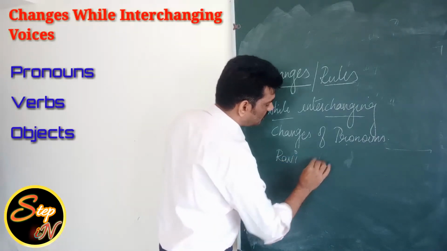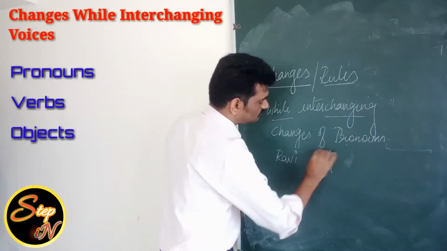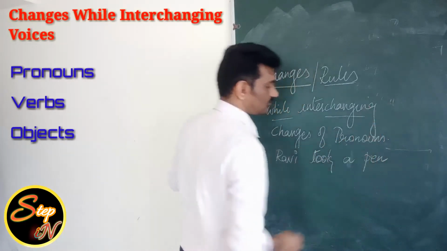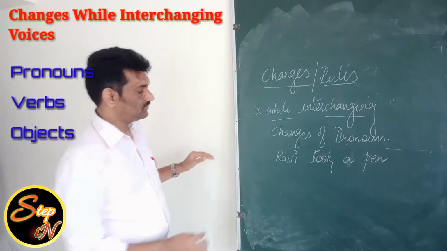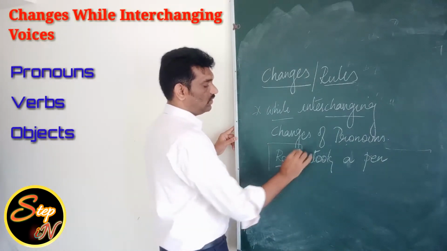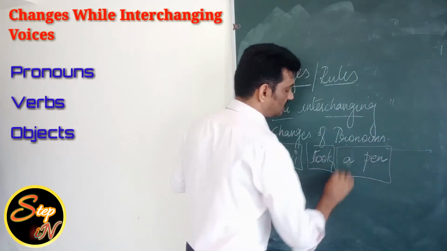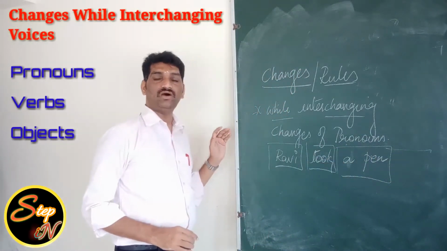Ravi took a pen. Here it is very clear, one subject, only one finite verb we have in the past form, and a pen. It is very clear enough, that is the object of this sentence.